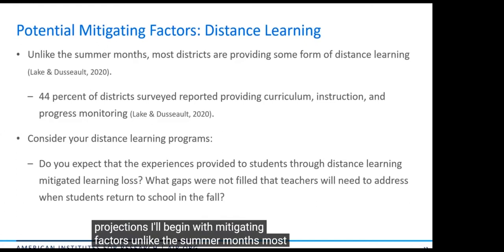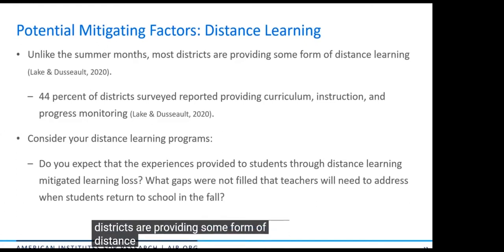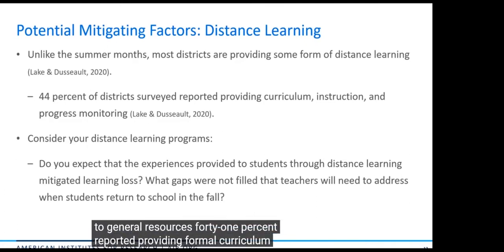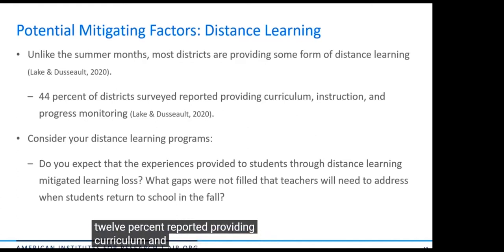Unlike the summer months, most districts are providing some form of distance learning. According to the Center for Reinventing Public Education, as of April 21st, 2020, only 4% of districts reported providing just access to general resources. 41% reported providing formal curriculum, but no instruction or progress monitoring. 12% reported providing curriculum and instruction, but no progress monitoring. And fully 44% reported providing curriculum, instruction, and progress monitoring.